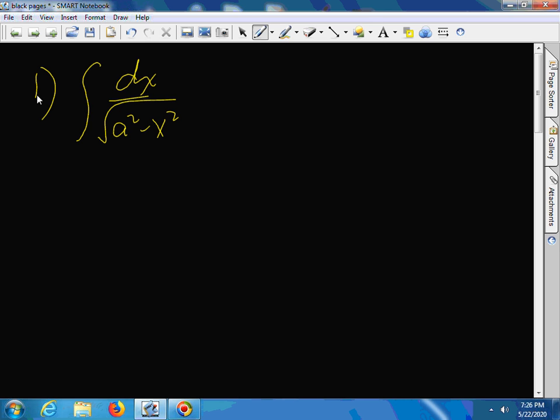Today, we're going to solve three integrals. The first one is the integral of dx divided by the square root of a squared minus x squared. Whenever I see an integral that has a squared minus x squared, or a squared plus x squared, whether it's under a square root or not, I think: make a trig substitution.